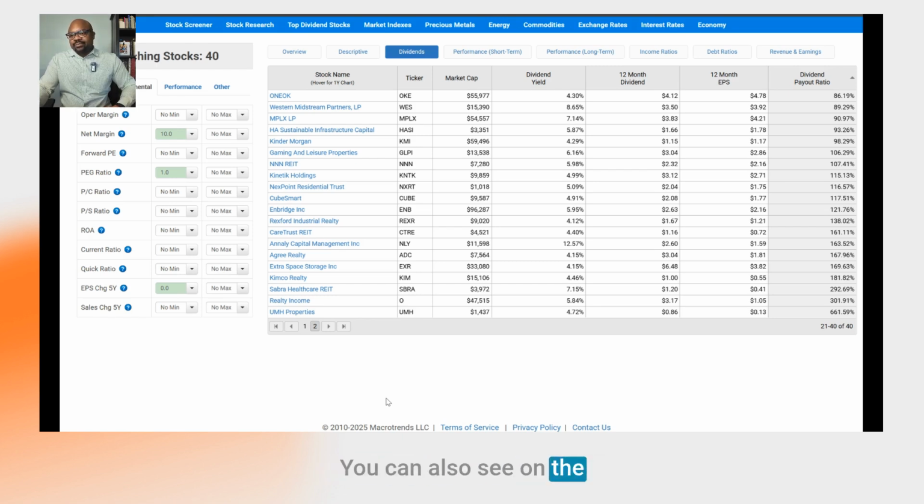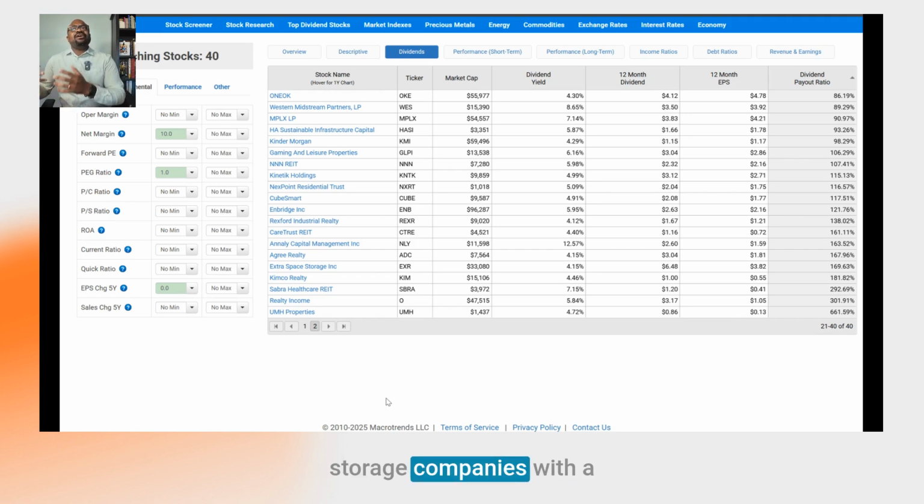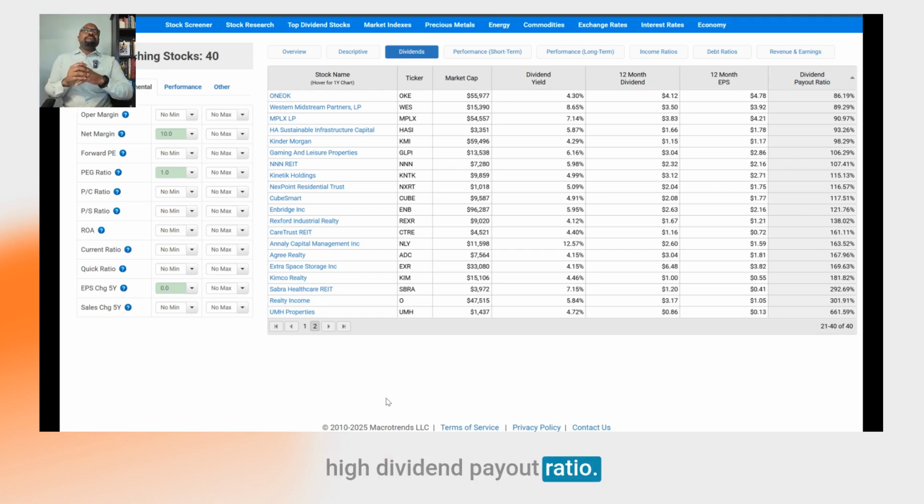You can also see on the upper end that we have Extra Space Storage, and you also can see that we have CubeSmart Storage. I'm starting to notice a trend. I've already seen that there's a lot of REITs that have a high dividend payout ratio, and now I'm seeing a couple storage companies with a high dividend payout ratio. While it's outside of the scope of this video to go into detail and look at every single company, we will at least look at the largest dividend payout ratio, which was UMH Properties.